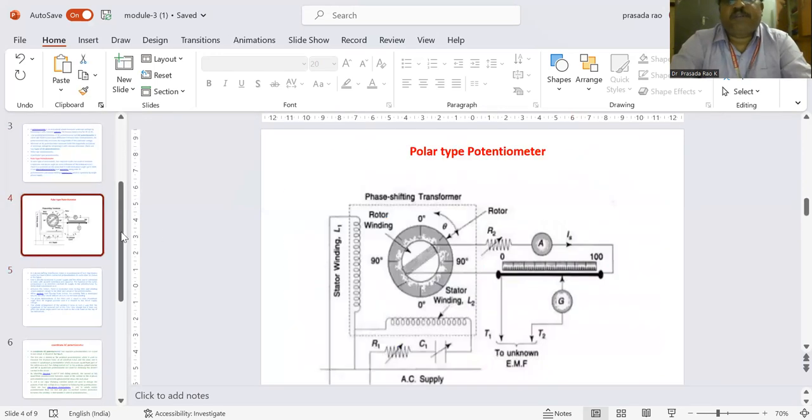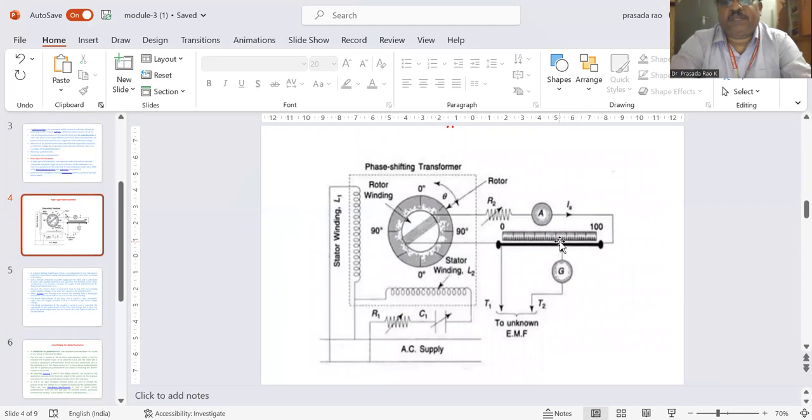And this is the circuit diagram. Here, the phase shift is produced by using the phase shifting circuit, that is the RC phase shift circuit. And this is the linear scale. The phase shift is measured here from 0 to 360 degrees on the rotor. And this is the linear scale, and this is the ammeter, and this is the galvanometer. When the galvanometer shows the null deflection, the unknown EMF is measured.